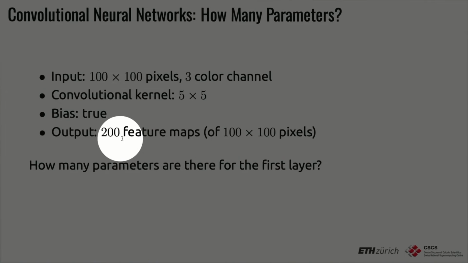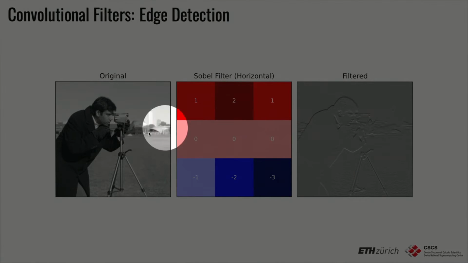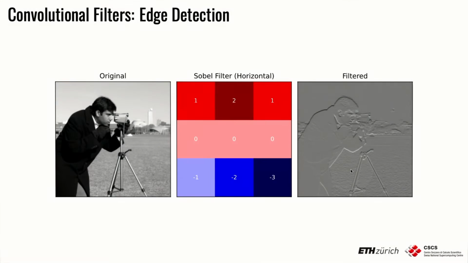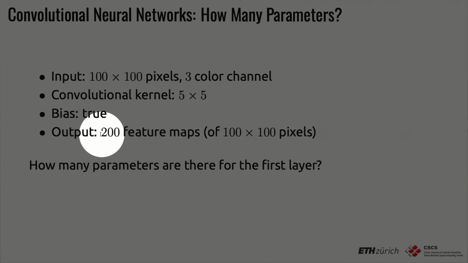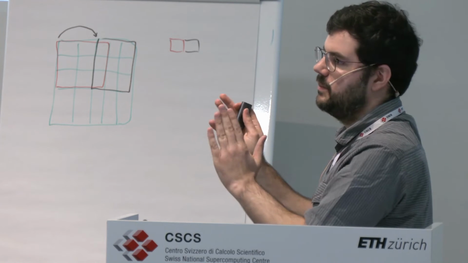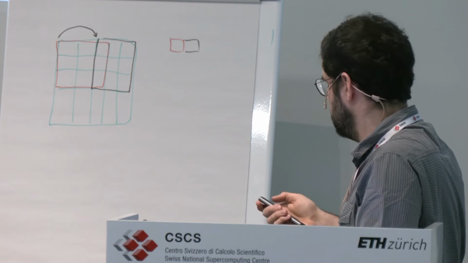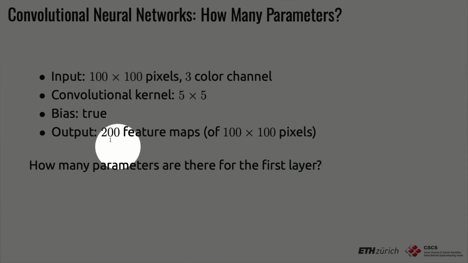Then for the output, we can say that we want 200 feature maps. It means that instead of applying one filter to the image and getting a feature map out, we apply 200 of those filters. Every one will be slightly different, and the model will learn those 200 filters in order to do the task it has to learn. So we have 200 feature maps of 100 by 100 pixels. We extend the depth dimension and keep the spatial dimension fixed. The spatial dimension of input and output is the same, but the 3 color channels go into 200 feature maps.